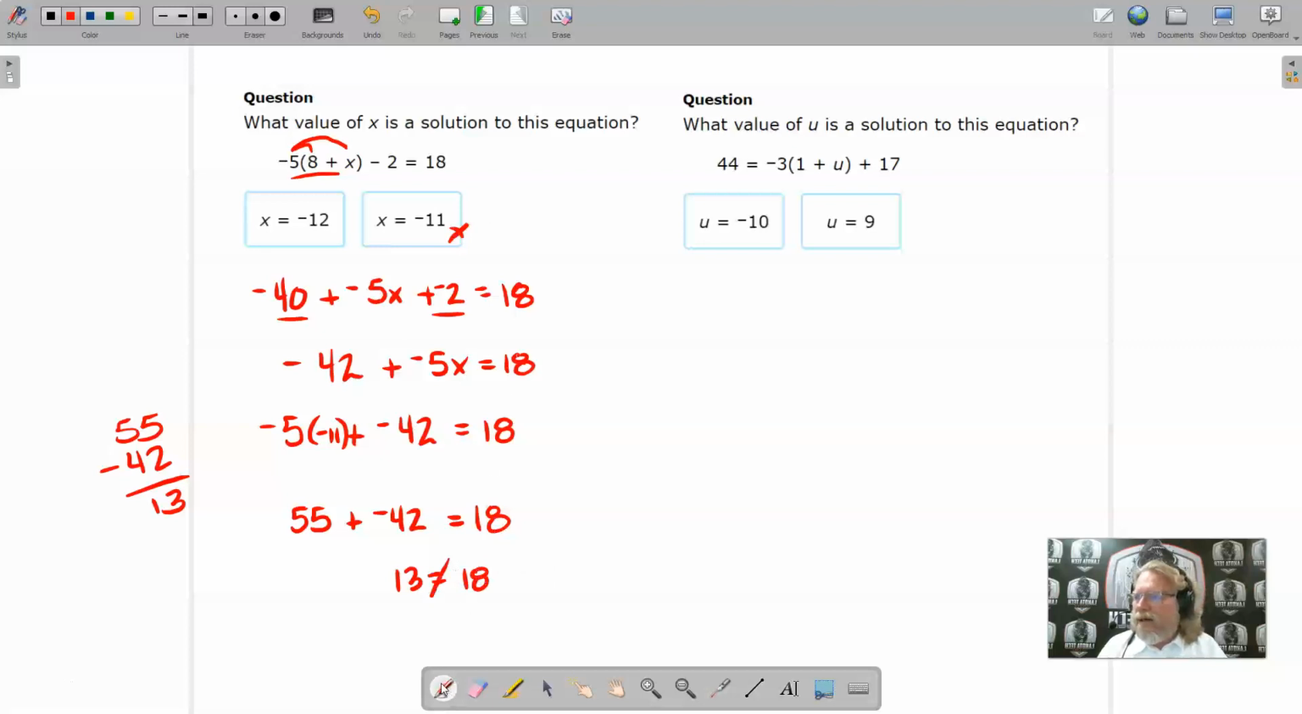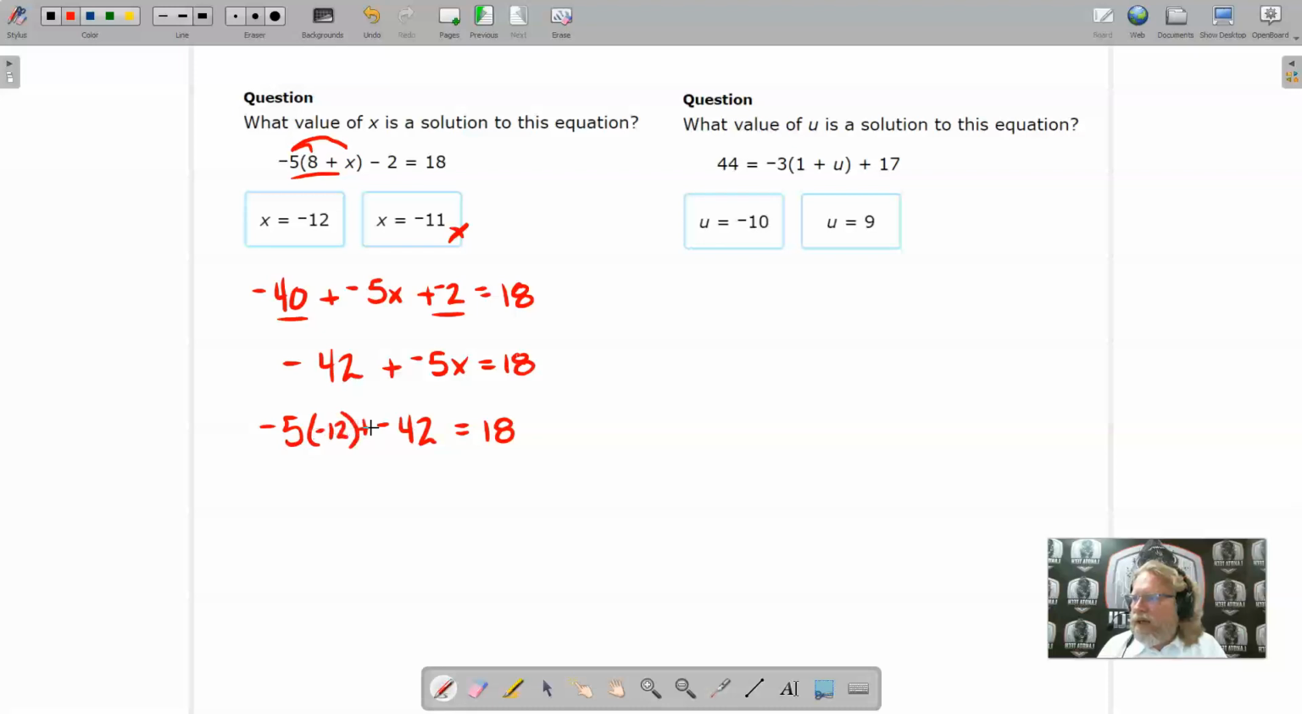And on this one here, I think we should go back and verify that the negative 12 works. Let's try that one out. So, and we'll erase this over here as well. So let's plug in a negative 12. Negative 12.